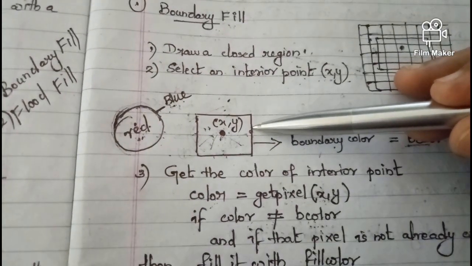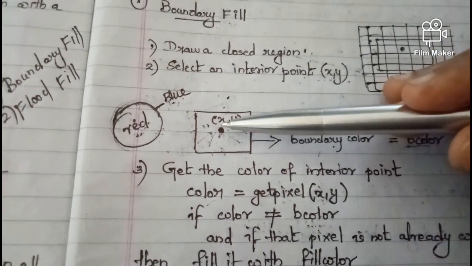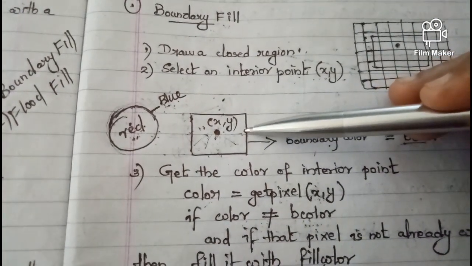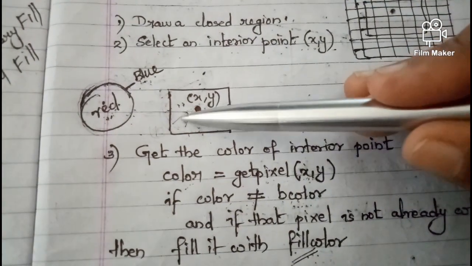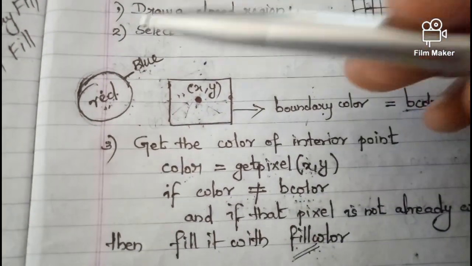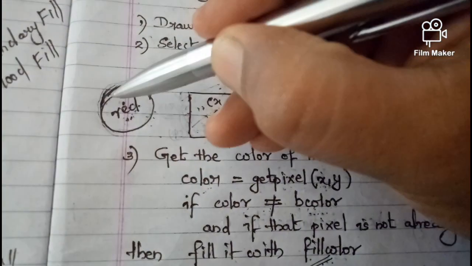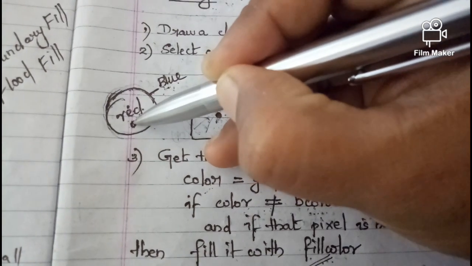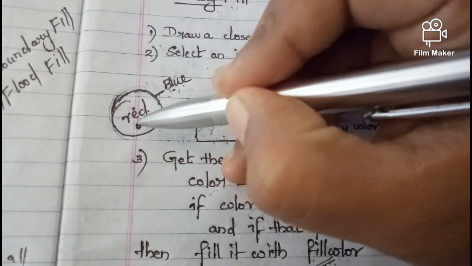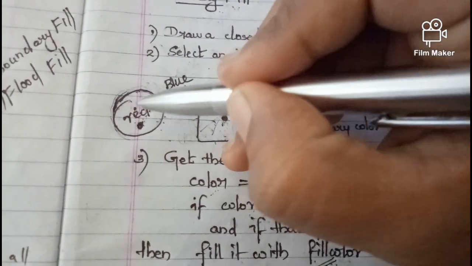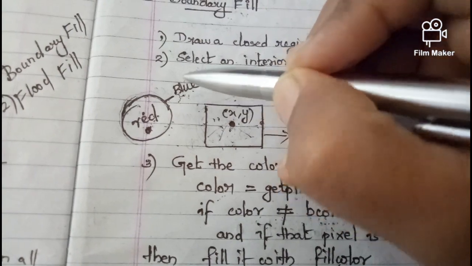After drawing the picture using a boundary color, select a pixel, and once a pixel is selected, find the color of the pixel. Now check if the color of the pixel does not match with the boundary color. If the color of the pixel does not match with the boundary color, only then fill the pixel using the fill color. Here, according to our example, boundary color is blue and fill color is red. So each time I select a pixel from the region, I have to find the color of the pixel. If the color of the selected pixel does not match with the boundary color, only then fill it with the fill color. That means if the pixel's color is not equal to blue, then fill it with red.